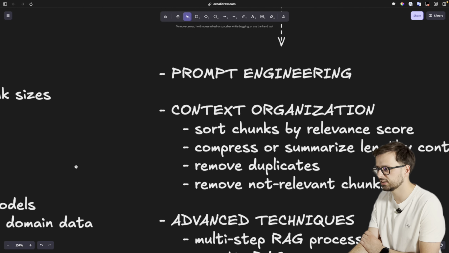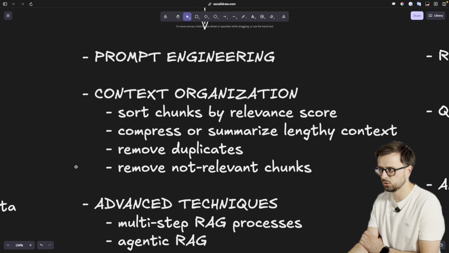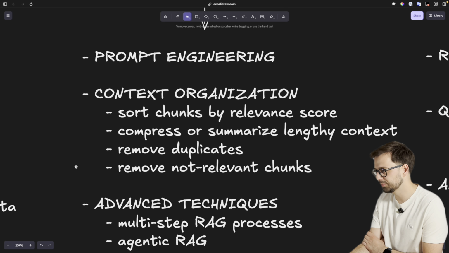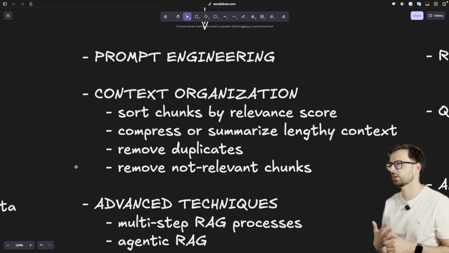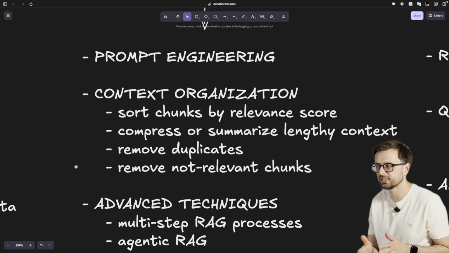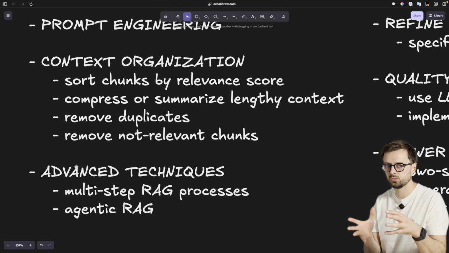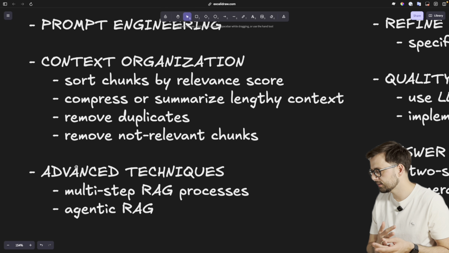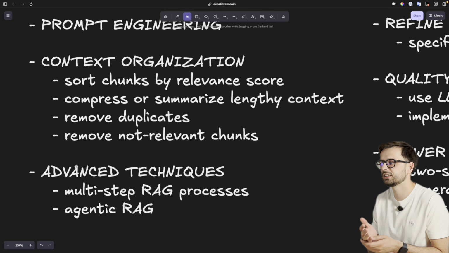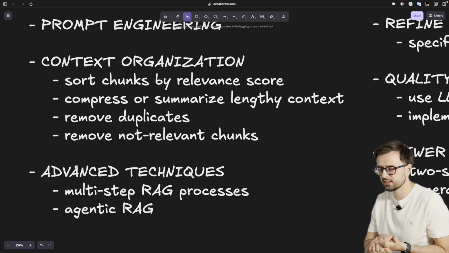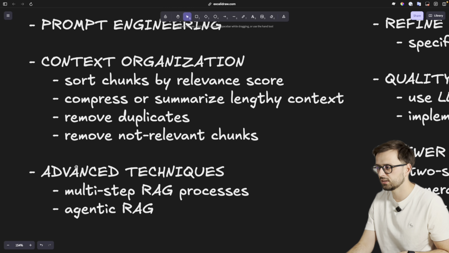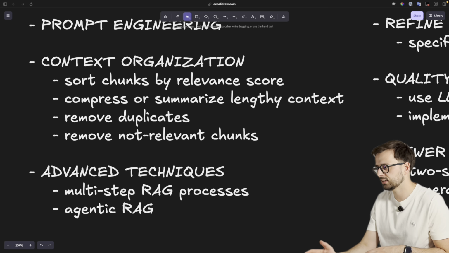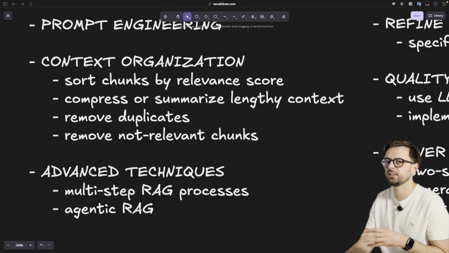If you've got problems with response groundedness, first thing to do would be to work on your prompts, basically. But also you can organize your context a little bit better. So you can sort chunks by relevance score, maybe summarize the really long documents into the essence, remove duplicates if there are any, and also get rid of not relevant chunks, basically. And if it doesn't work, you can move to advanced techniques such as multi-step RAG processes or maybe agentic RAG. There are many different approaches you can use.